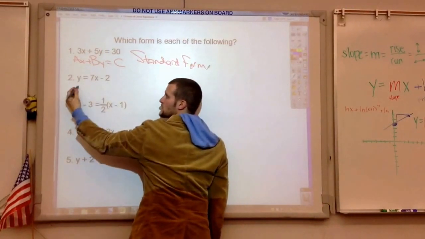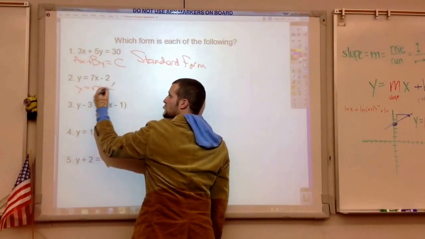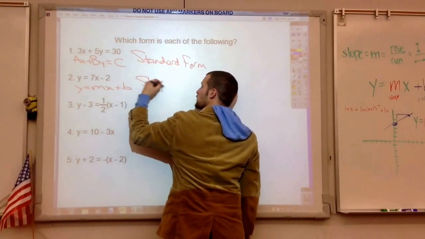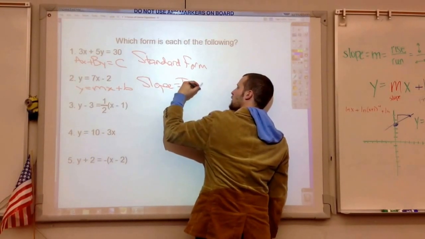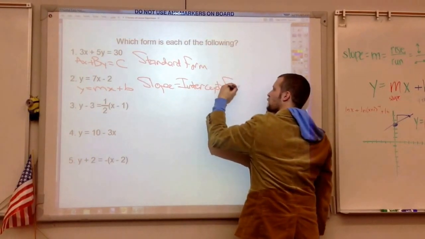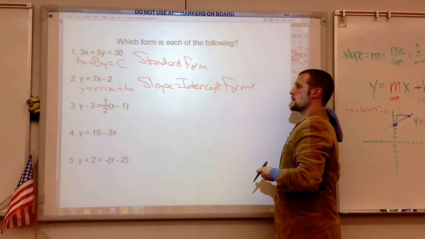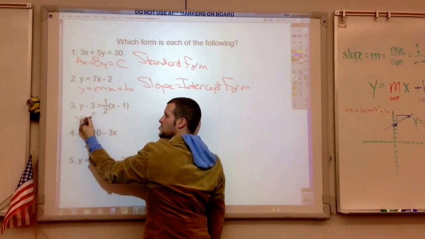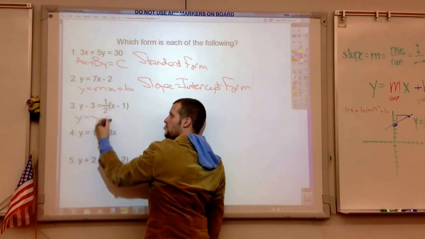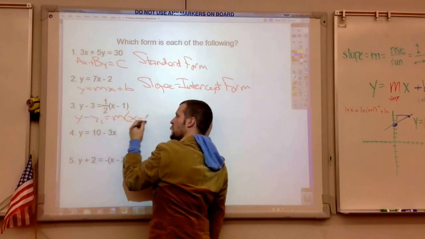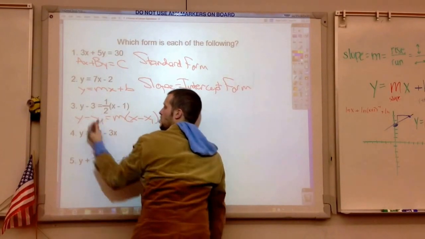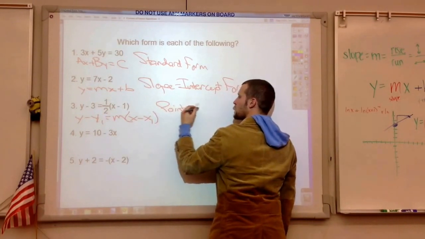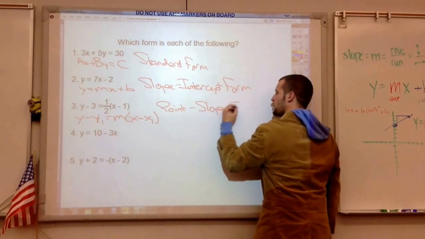Moving on here, this looks like y equals mx plus b, which is slope-intercept form. Our next one here, this looks like that weird new form. Y minus y1 equals 1/2 would be our m times x minus x1, which is point slope form.